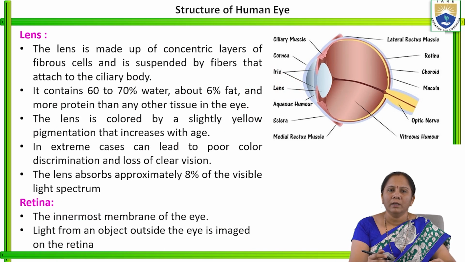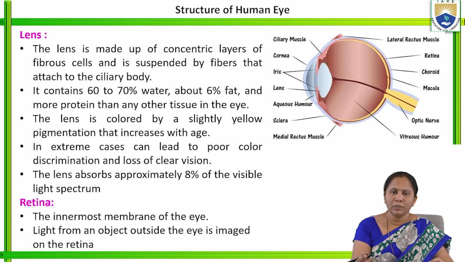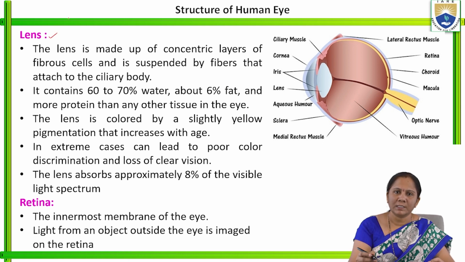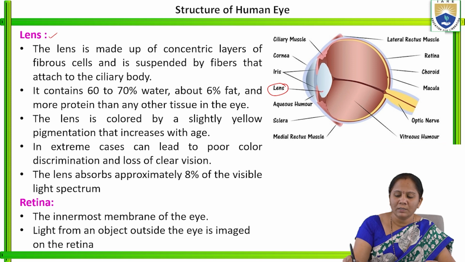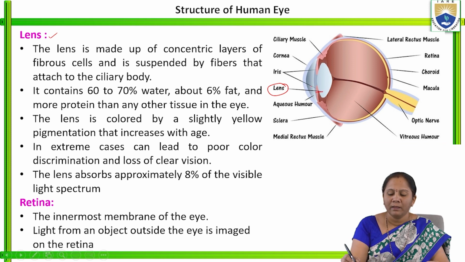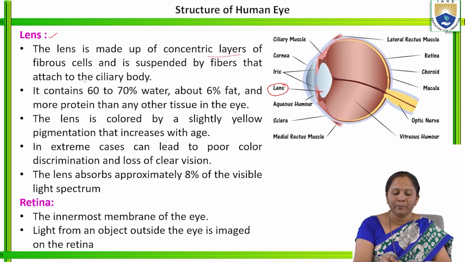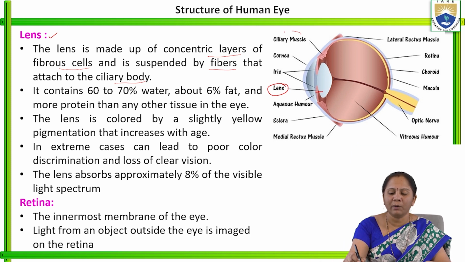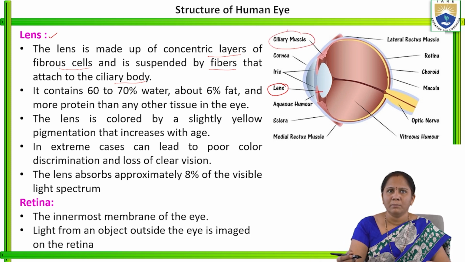Now, the next part in the cross-section of the human eye is the lens. So if you see the cross-section of this human eye, this part is called lens. Okay. So the lens is made up of concentric layers of fibrous cells and it is suspended by fibers that are attached to the ciliary body. So this lens will be attached with the help of this ciliary muscle.